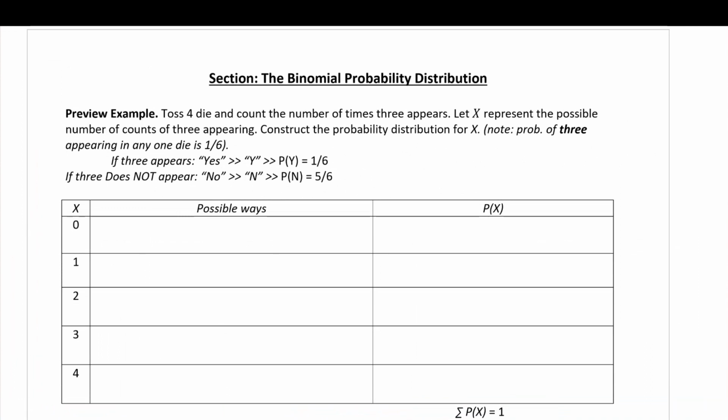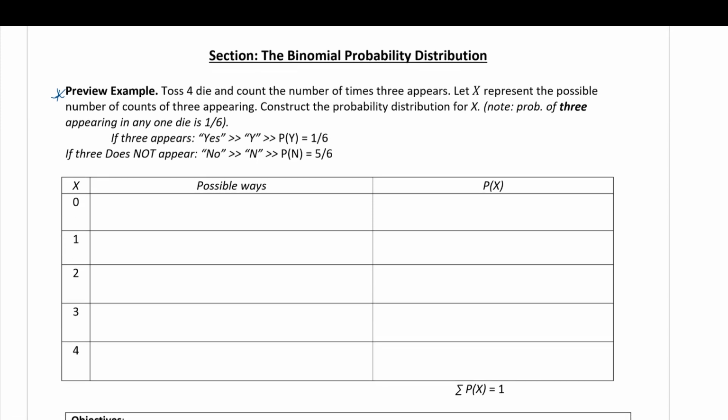But before we continue with this section, I want to start off with a preview example to motivate this whole section. This first example has to do with tossing 4 dice and counting the number of times that a 3 appears. Of course, a die has 6 sides, and a 3 is one of those sides. So let x represent the possible number of counts of 3 appearing. We toss it 4 times, and we're just counting the number of times that we see a 3 appear. Construct a probability distribution for x.